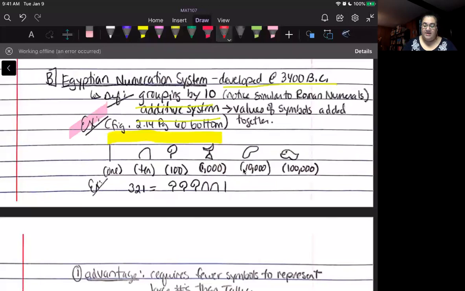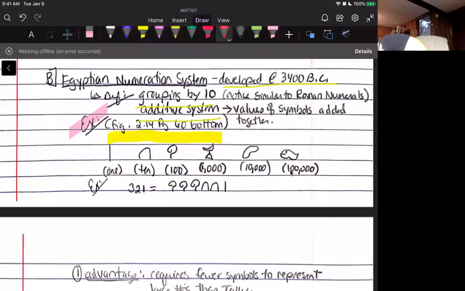This here, to me, it looks kind of like a boat on a triangle. That is their thousands, okay? This looks sort of like a kidney bean. That is their 10,000s. And this looks kind of like a fish to me, and that's their 100,000s. But if you look in your textbook at the bottom of page 60, they will tell you what each of the names of these things are.